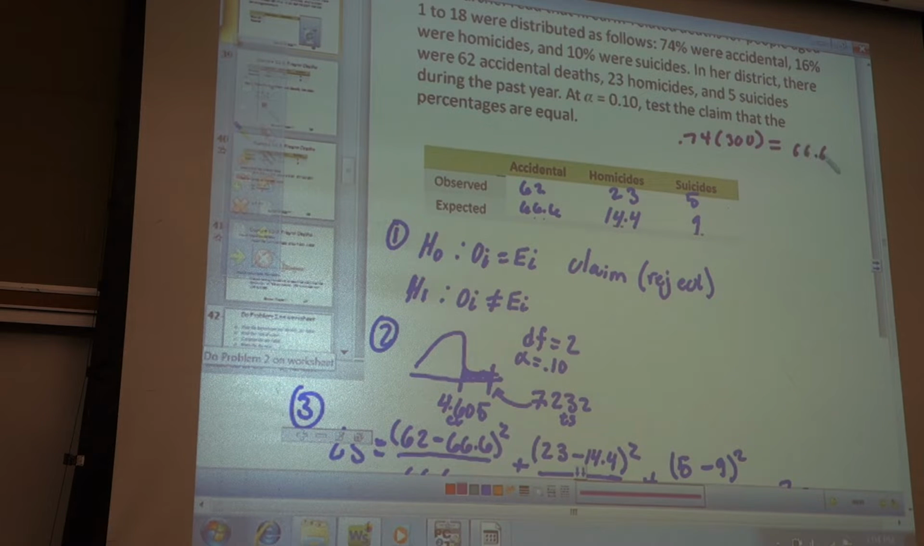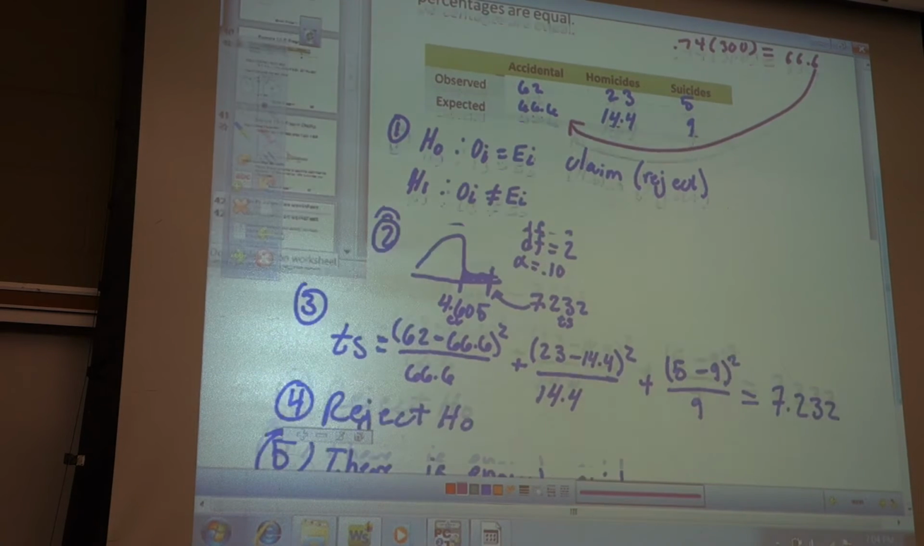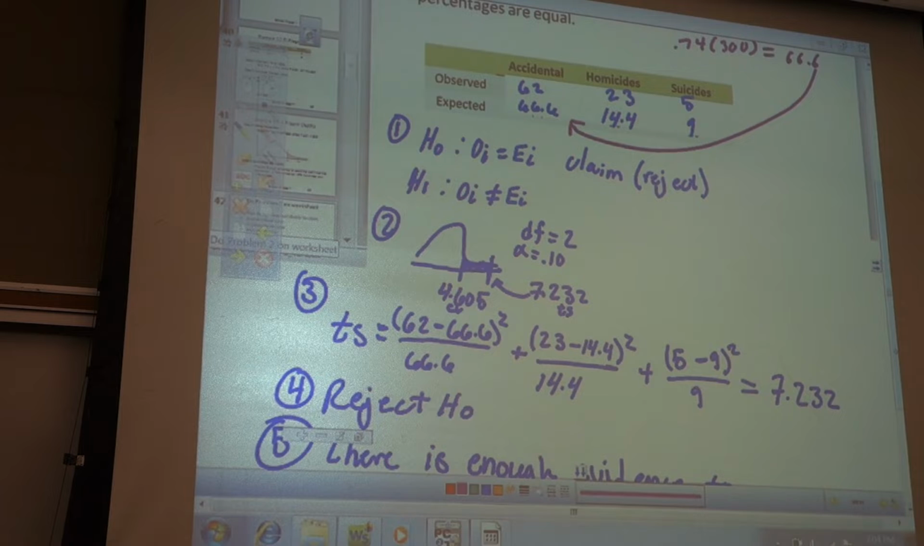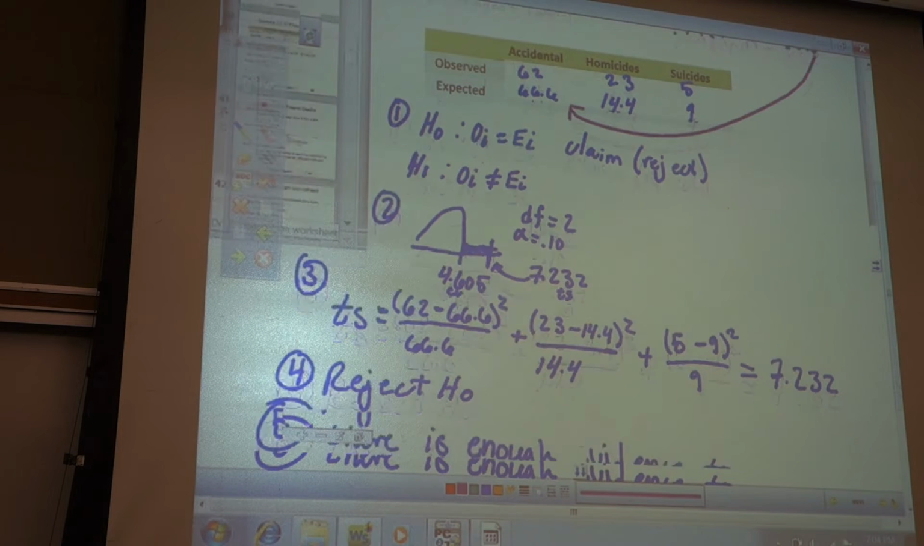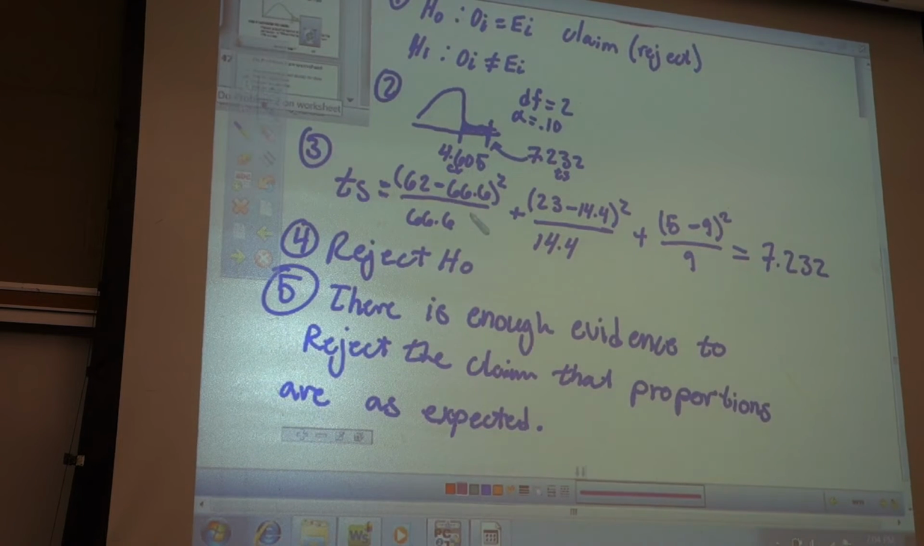Now, step one, H naught is O sub i is equal to E sub i, which is your claim, so you're going to reject. H1 is O sub i is not equal to E sub i. Step two, you draw your picture. Your degrees of freedom is 2, your alpha is 0.1, and then you get a 4.605 critical value. For step three, you're going to test that. Take all your numbers and plug it into the equation, and then I got 7.232.